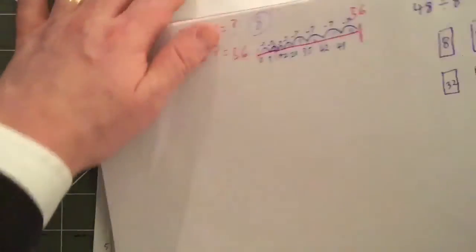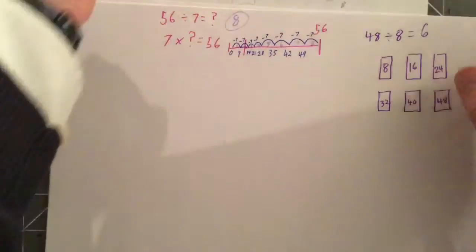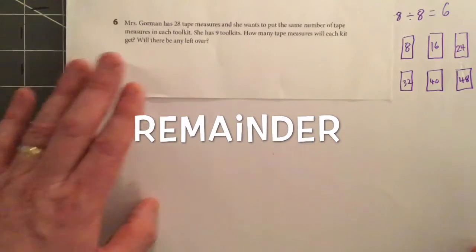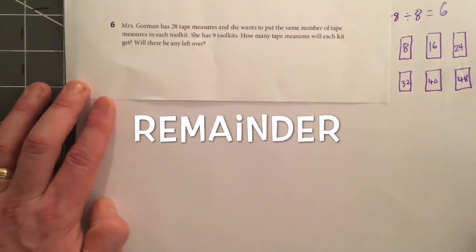All right, number 6. Number 6 could very well have had you say, hey, wait a minute, I don't know how to do this one, because number 6 had this crazy thing called a remainder. Now, some of you are saying, hey, Mr. Lucas, you already taught me this in class. I know what a remainder is. Others are like, wait, what? Let's talk about what a remainder is.